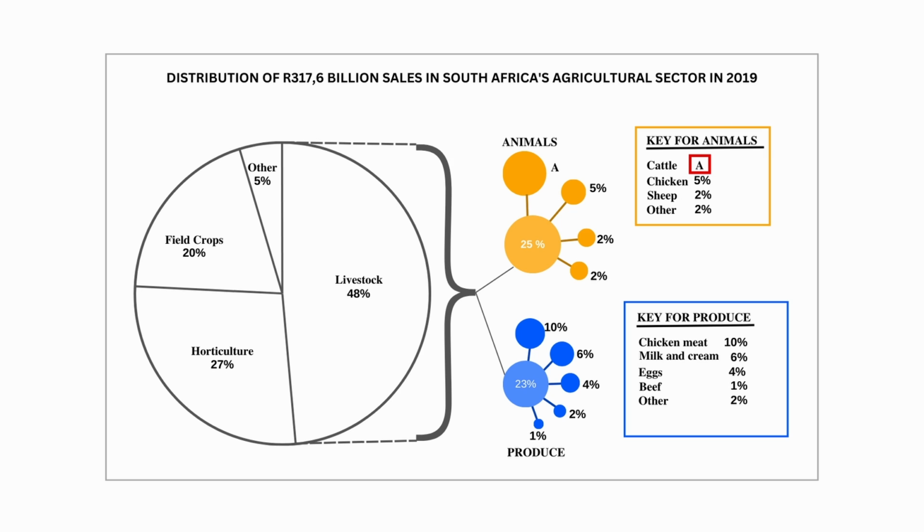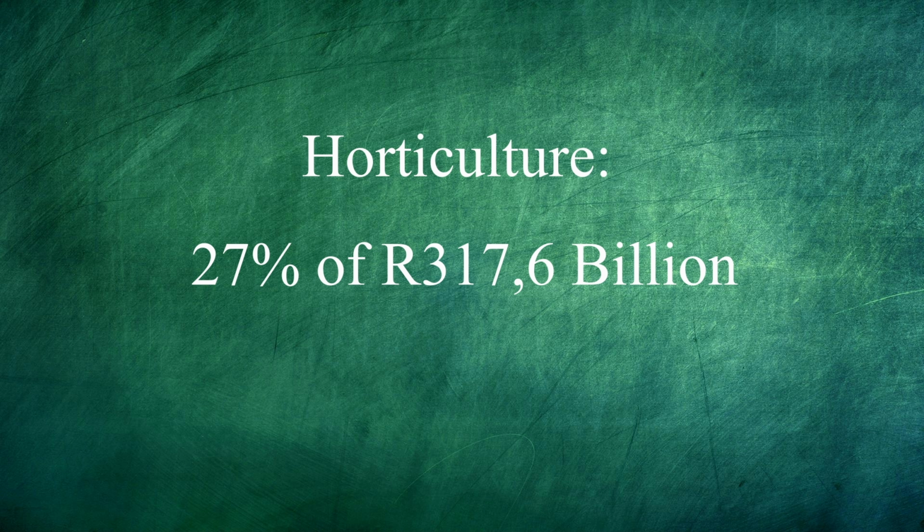A is an unknown value for the percentage of cattle. Each category on the pie chart represents a percentage of the total sales of 317.6 billion Rand. Horticulture, for example, accounts for 27% of the total sales of 317.6 billion Rand.